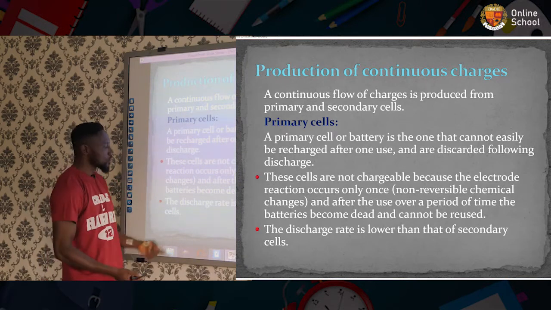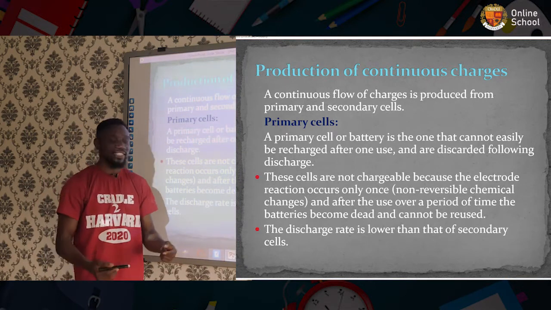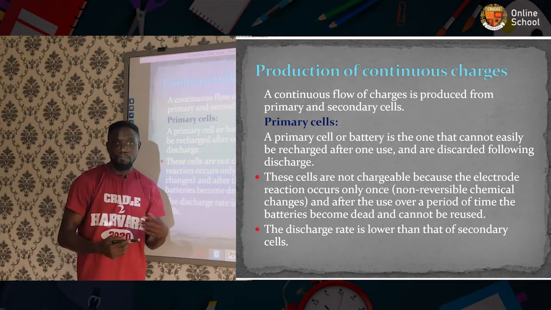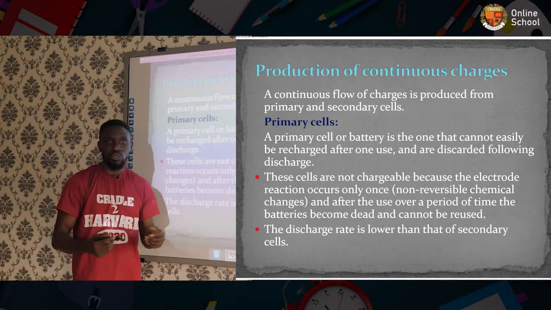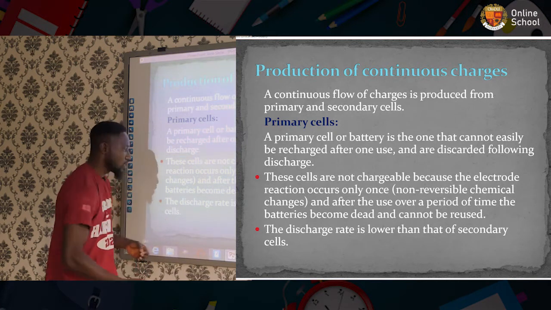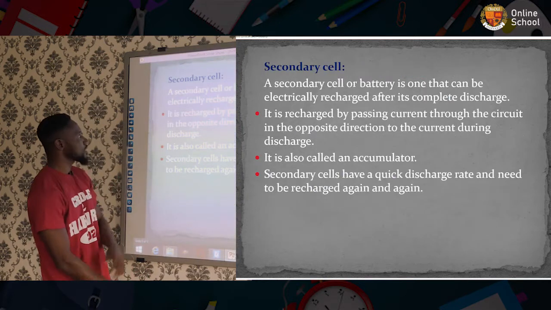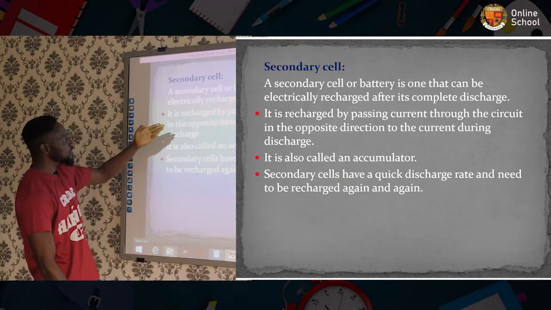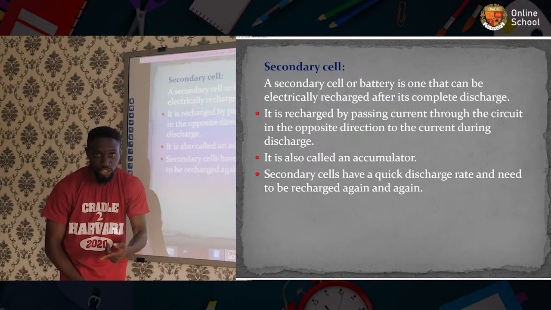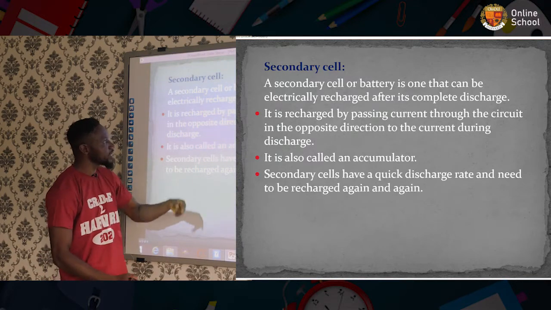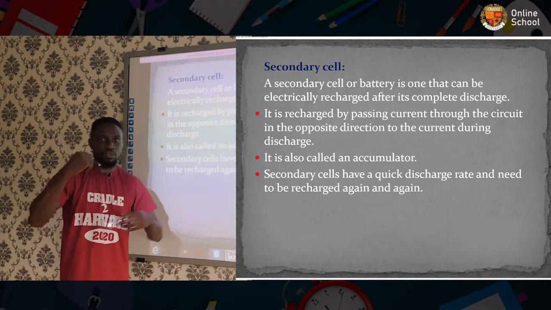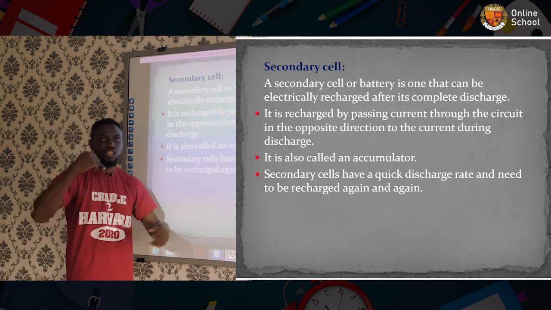So the discharge rate is lower than that of the secondary cell. That is to say, a primary cell takes time to be exhausted, to discharge all its charges, compared to a secondary cell. Then we look at a secondary cell. What is a secondary cell? A secondary cell or battery is one that can be electrically recharged after its complete discharge. That is to say, if you finish using it and it's dead, you can recharge it. You can bring it back and still use it again.